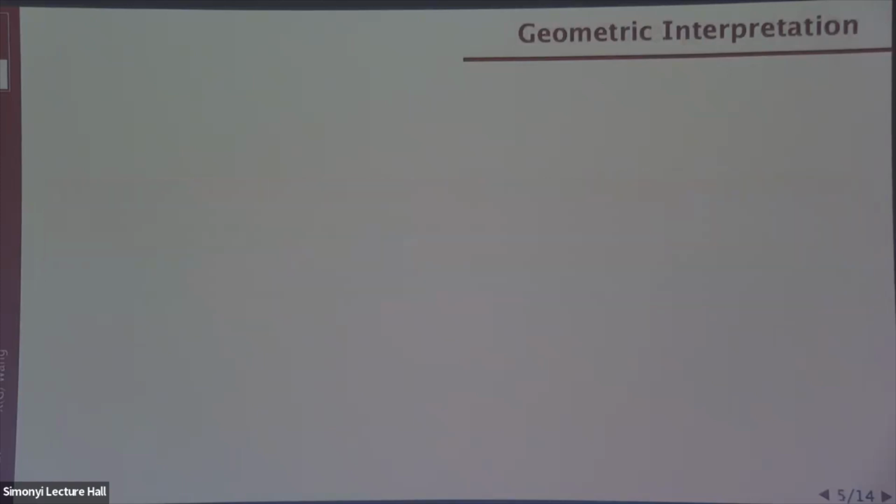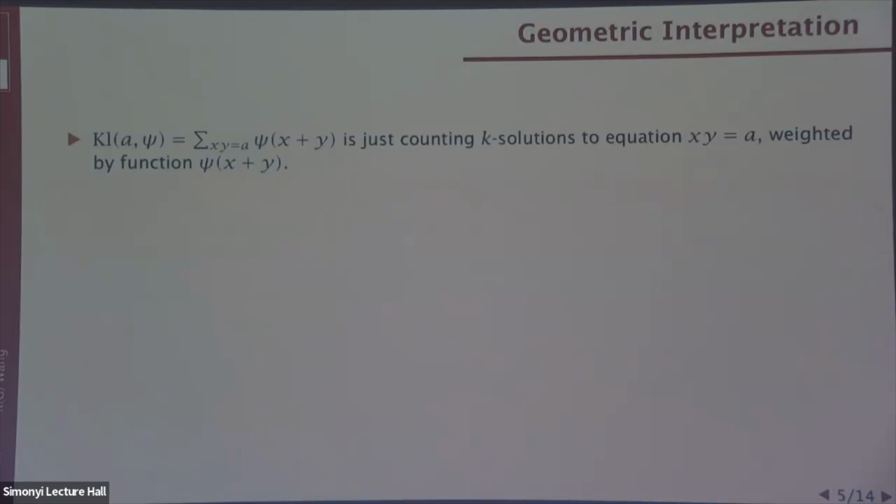Okay. And I'd like to interpret this problem in a geometric way. If we look at the definition of the Kloosterman sum, rewritten a bit, it's just counting K-solutions to the equation xy equals A. But we're not literally counting. We weight every point by this function psi of x plus y. So it is a weighted point counting.